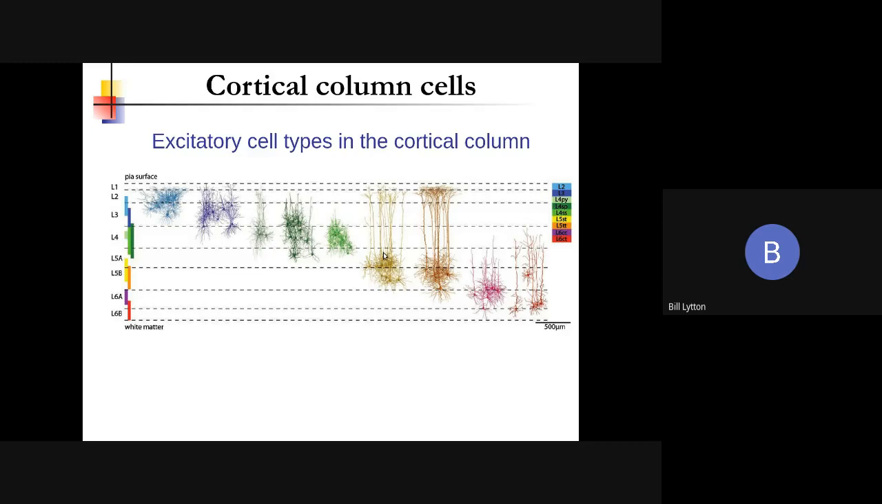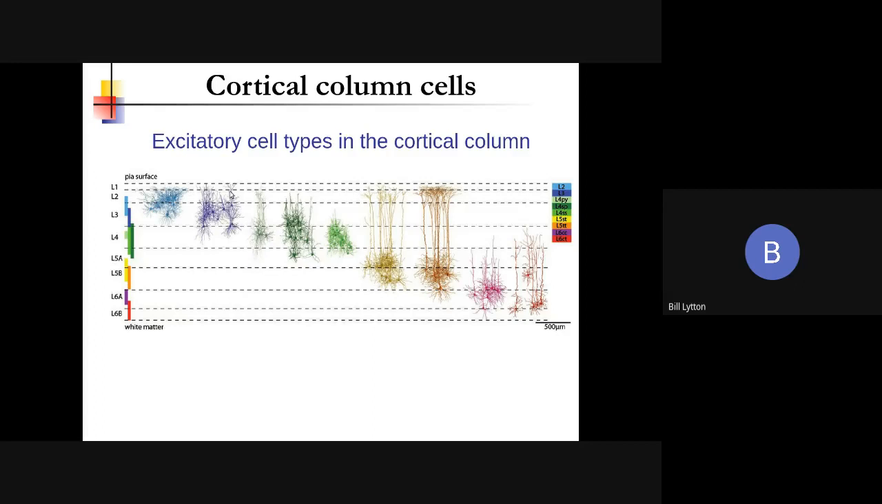Intratelencephalic cells, these cells will just project to other parts of telencephalon, often to the other side, the corresponding cortex on the other side of the brain, across the corpus callosum, as well as to striatum. In fact, both project to striatum. One projects to ipsilateral striatum, the other projects to contralateral striatum. Layer 2, 3 cells are also pyramidal cells. Layer 4 cells, in the case of motor cortex, are also pyramidal cells, but they're stellate cells in the case of visual cortex.